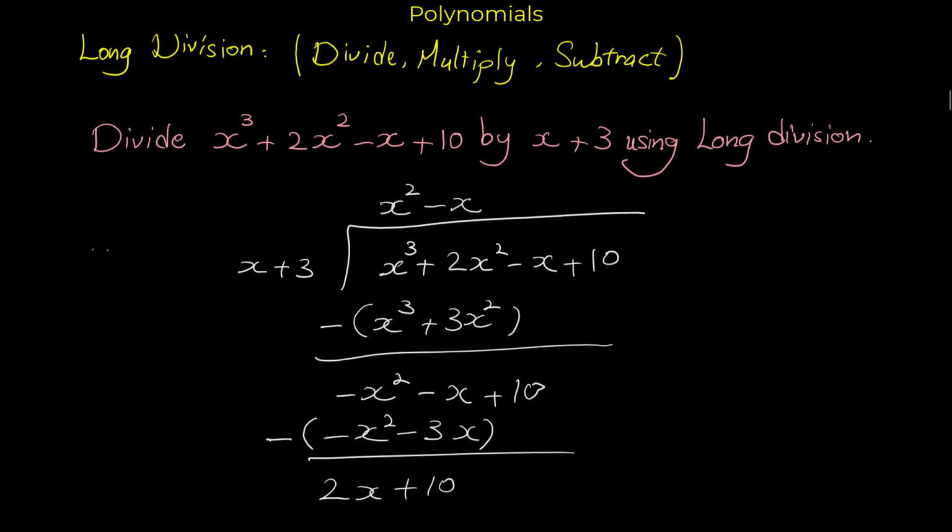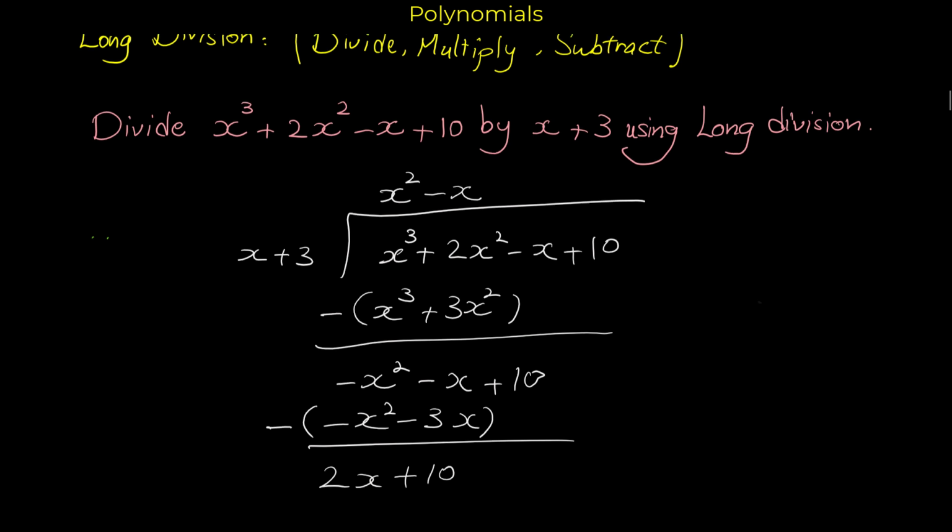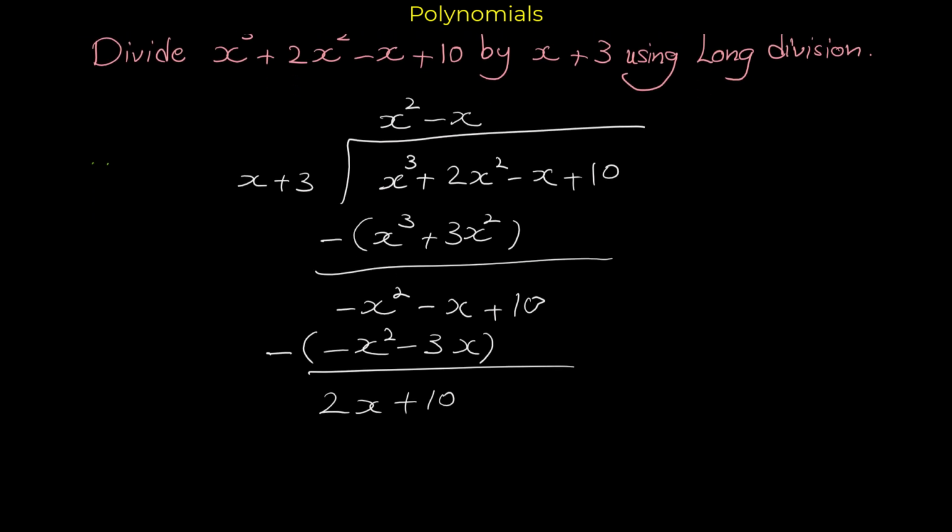Back to our process. Divide, multiply, subtract. We subtracted, now back to the beginning. Divide again. Now we divide again 2x by x. 2x divided by x, x with x cancels, we get 2.